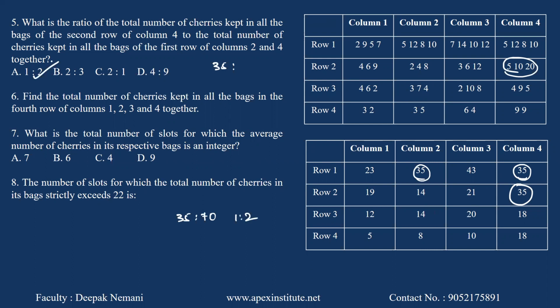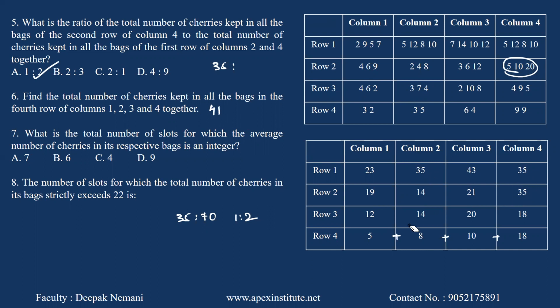Now find the total number of cherries kept in all the bags in the fourth row of columns 1, 2, 3, 4. So 5 plus 8, 13, 13 plus 10, 23, 23 plus 18, 41. That should be the answer for this question. Now, what is the total number of slots for which the average number of cherries in its respective bag is an integer?